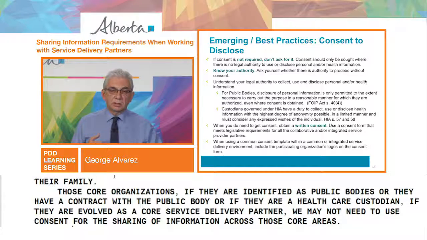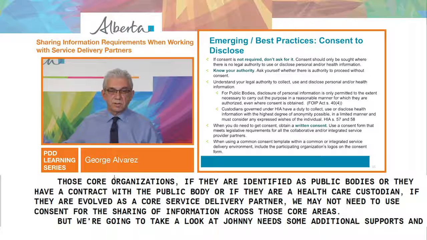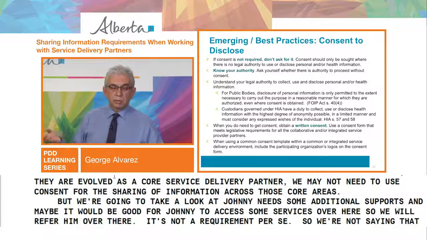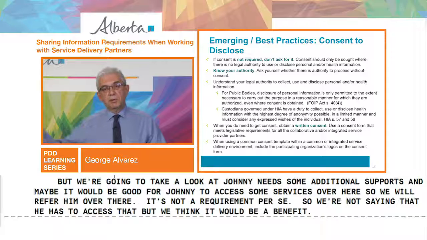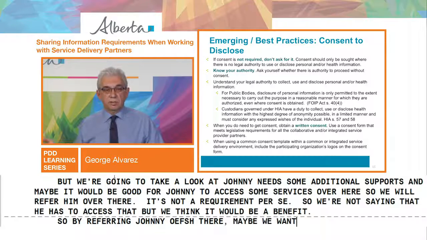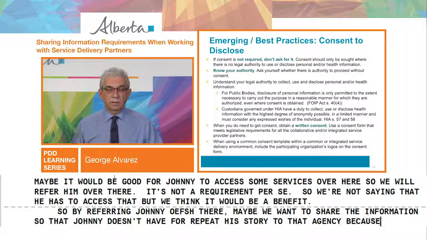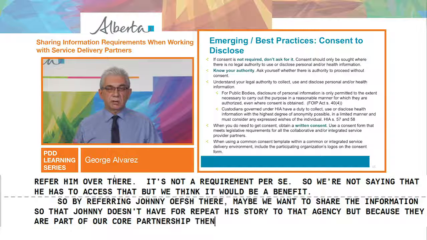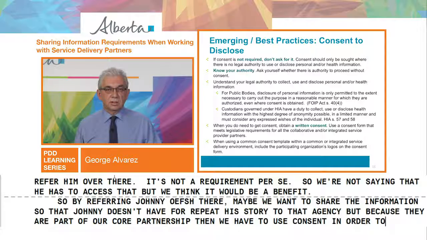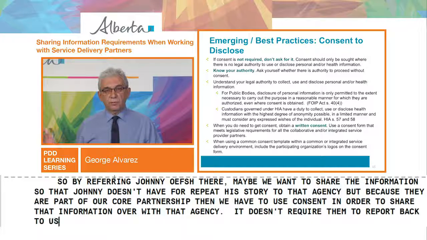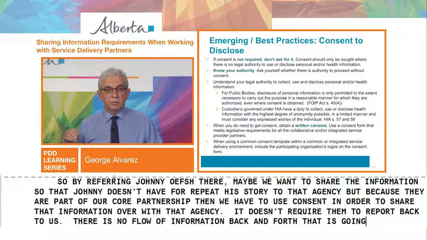But we may take a look at it this way: Johnny needs some additional supports, and maybe it would be good for Johnny to access some services over here. So we're going to refer him over there. It's not a requirement per se, so we're not saying that he has to access that, but we just think that there would be a benefit. By referring Johnny over there, maybe we want to share the information so that Johnny doesn't have to repeat his story to that agency, but because they're not part of our core partnership, then we have to use consent in order to share that information with that agency. It doesn't require them to report back to us. There's no flow of information back and forth that is going to take place normally. There may be situations that arise.